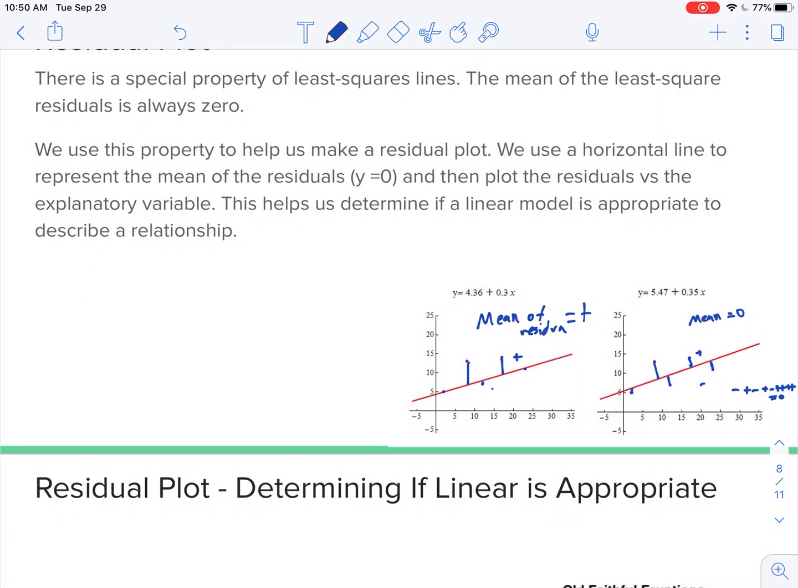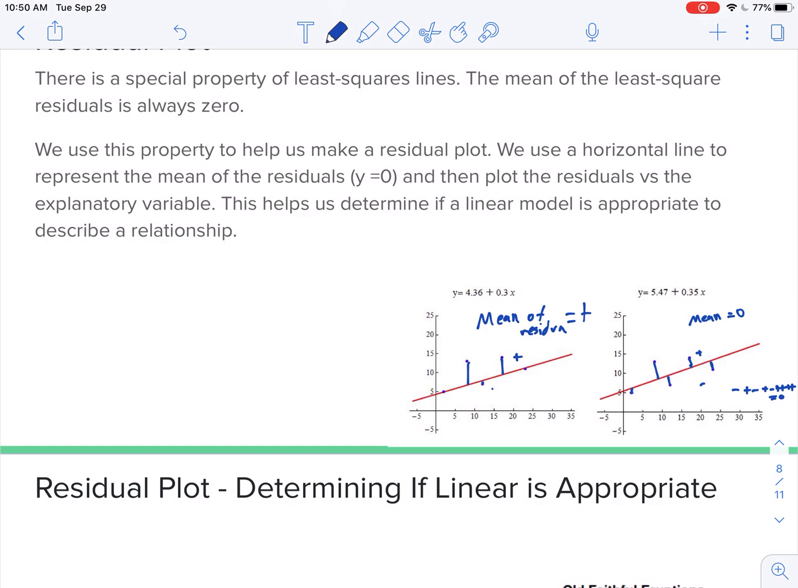Now, we're going to use this property to help us make a residual plot. We use a horizontal line to represent the mean of the residuals, and we say that's y equals 0. And then we plot the residuals versus the explanatory variable. So our x-axis should not change from our regression line, from our normal scatter plot.